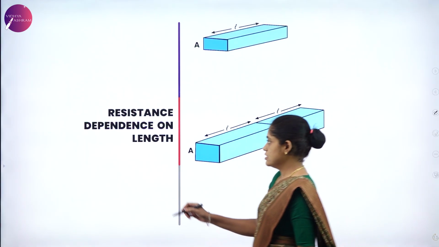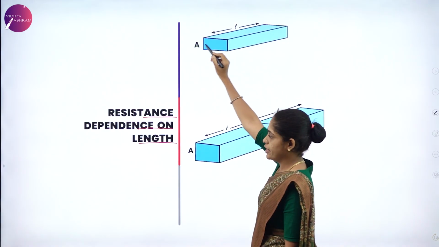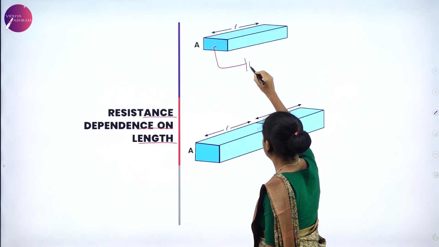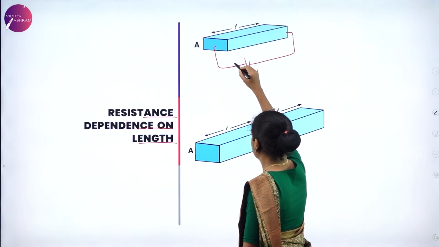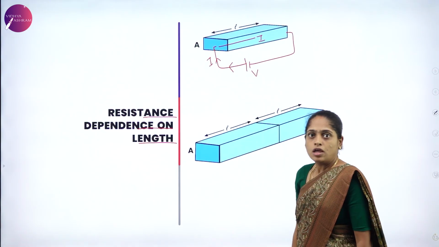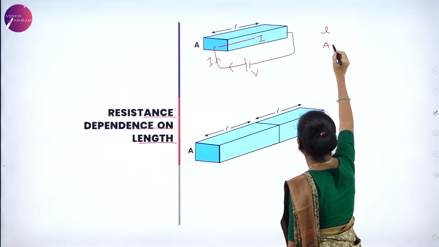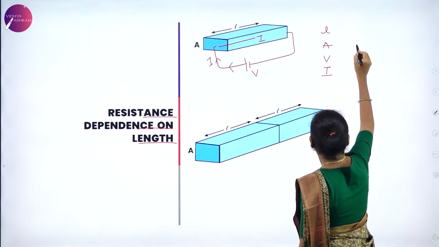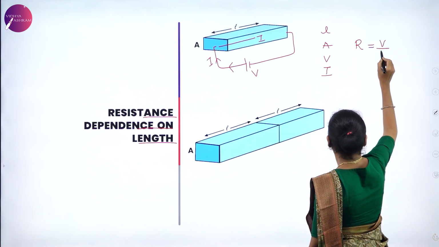Let us understand how the resistance depends upon the length. For that, consider a conductor of length L, area of cross section A. To this conductor, let us connect a battery of potential difference V. When the battery is switched on, the current I starts to flow in the circuit. Now the length of the conductor is L, area is A, voltage is V, current flowing through the conductor is I, and the resistance of this conductor is R, which is given by V by I.